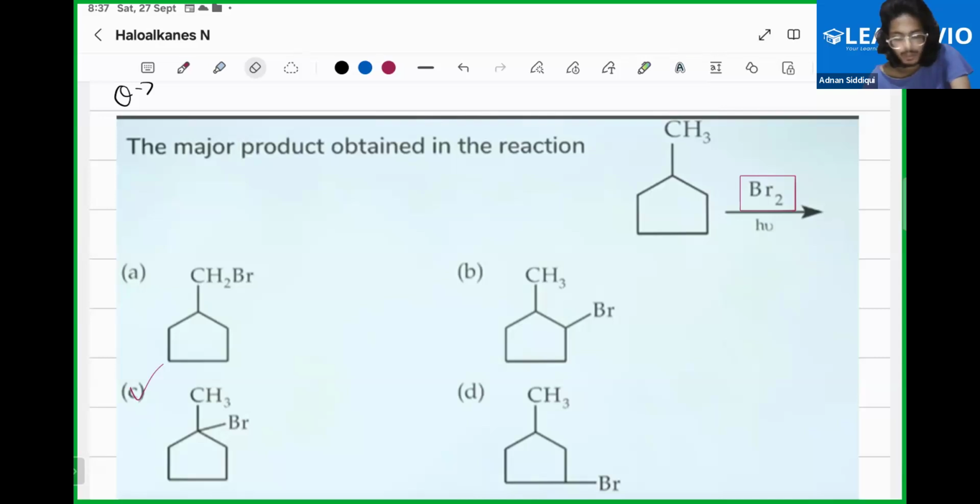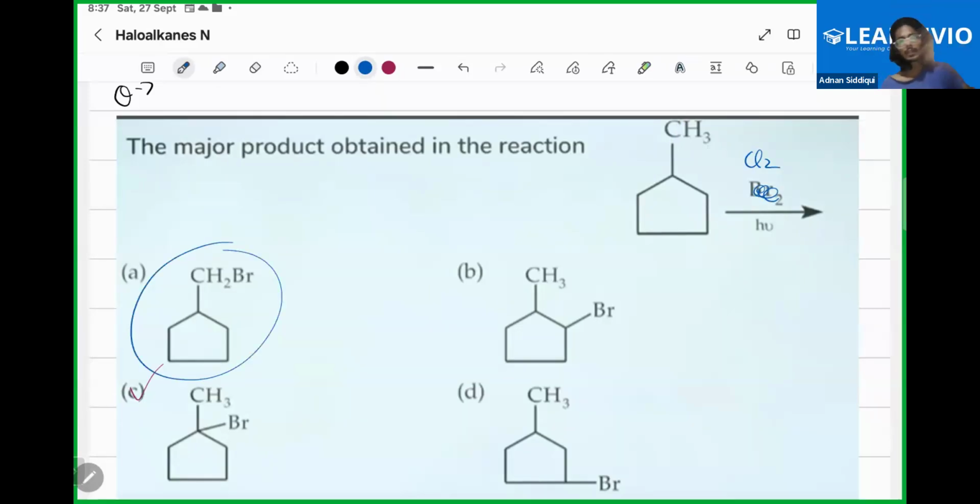Now let me change my question. Now rather than bromination, I am doing chlorination. In chlorination, is chlorine reactive or selective? Reactive. So chlorine is not going to look for stability. It will attack at the carbon which is holding the maximum number of hydrogen. In this case, which carbon is having the maximum number of hydrogen? This one, 3 hydrogens, right? So it will attack at this position and you will get this product as major. Selectivity and reactivity you have to keep in mind. Clear?